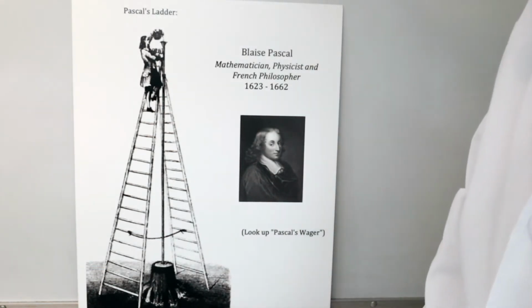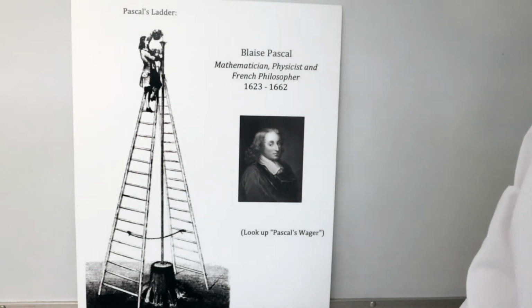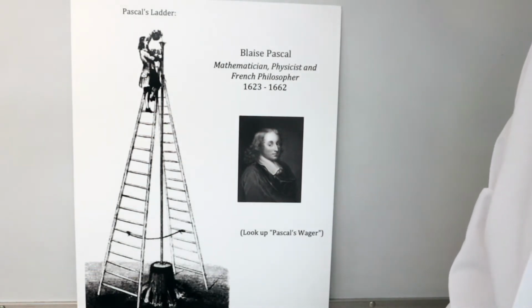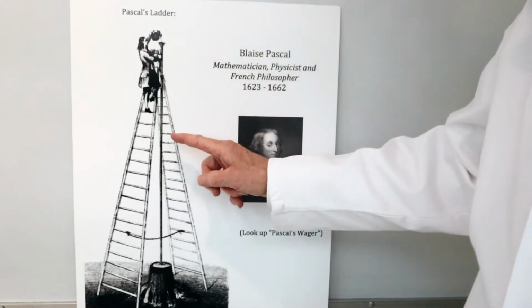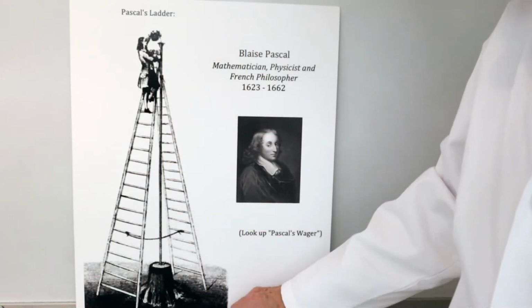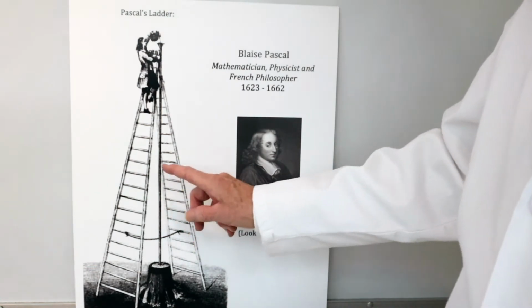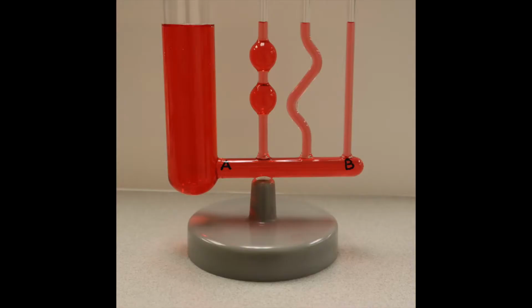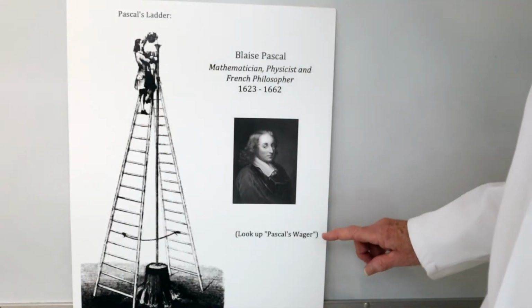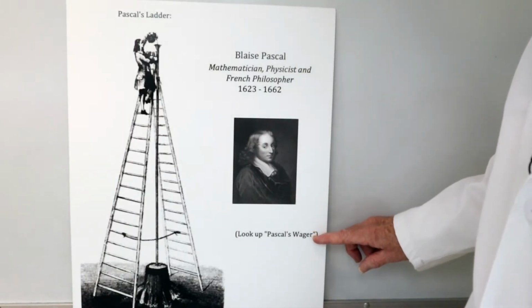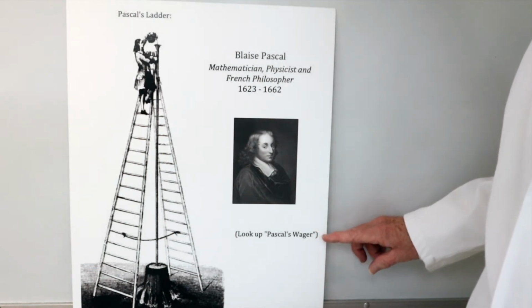That's called Pascal's ladder. And so once again, Pascal's principle is that the pressure at the bottom of a column of water does not depend upon the size of the tube or even the shape of the tube. As you can see here in this demonstration, the pressure at the bottom of these various tubes is independent of the size of the tube or the shape of the tube. That is Pascal's principle.